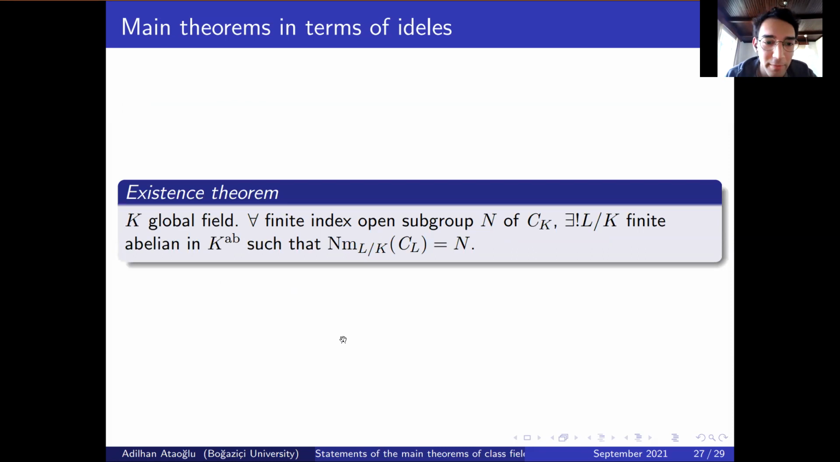Now, the second main theorem is the existence theorem. Let K be a global field. Then this theorem says that for any finite index open subgroup N of the idele class group, there exists a unique finite abelian extension L over K such that this subgroup that we choose is equal to the kernel of the Artin map for that finite abelian extension.